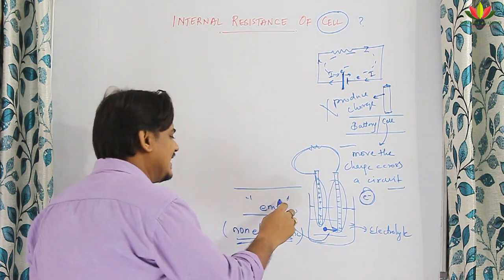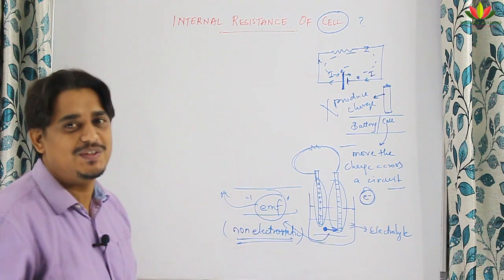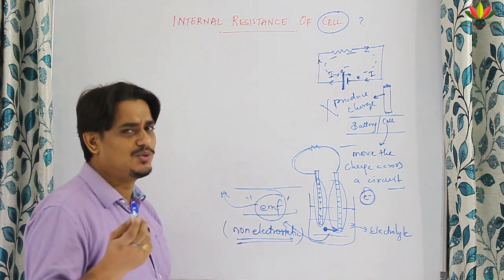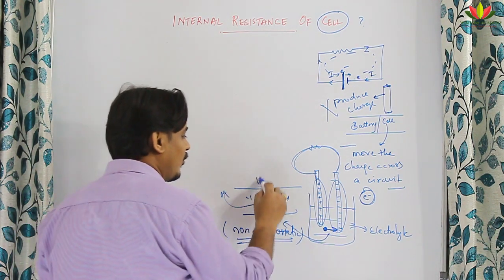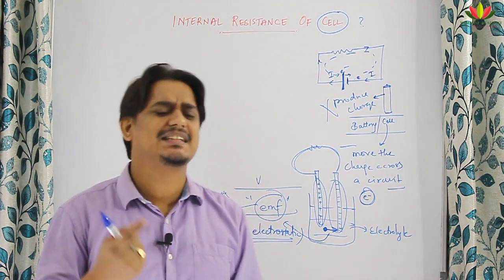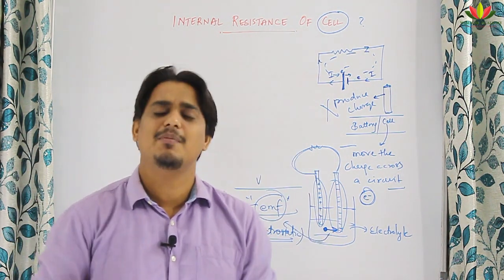Once again, this electromotive force is not the force we read about in mechanics, because the SI unit of force is Newton, but the SI unit of EMF is volts. So, it is not a force. Then why did the name force come? It came by convention. In olden days, when they did not have much idea about EMF, they gave it the name force.